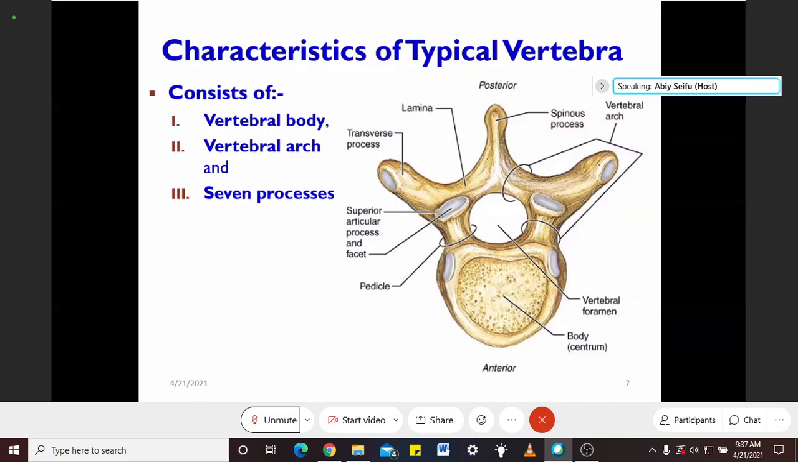So the typical vertebra has the body, which is the anterior part and is roughly cylindrical, and posterior to it there is the vertebral arch. This vertebral arch, as you have here in the picture, forms the posterolateral walls of the vertebral foramen. There are also 7 processes that arise from the vertebral arch. Now, let's see the features of each component of the typical vertebra.